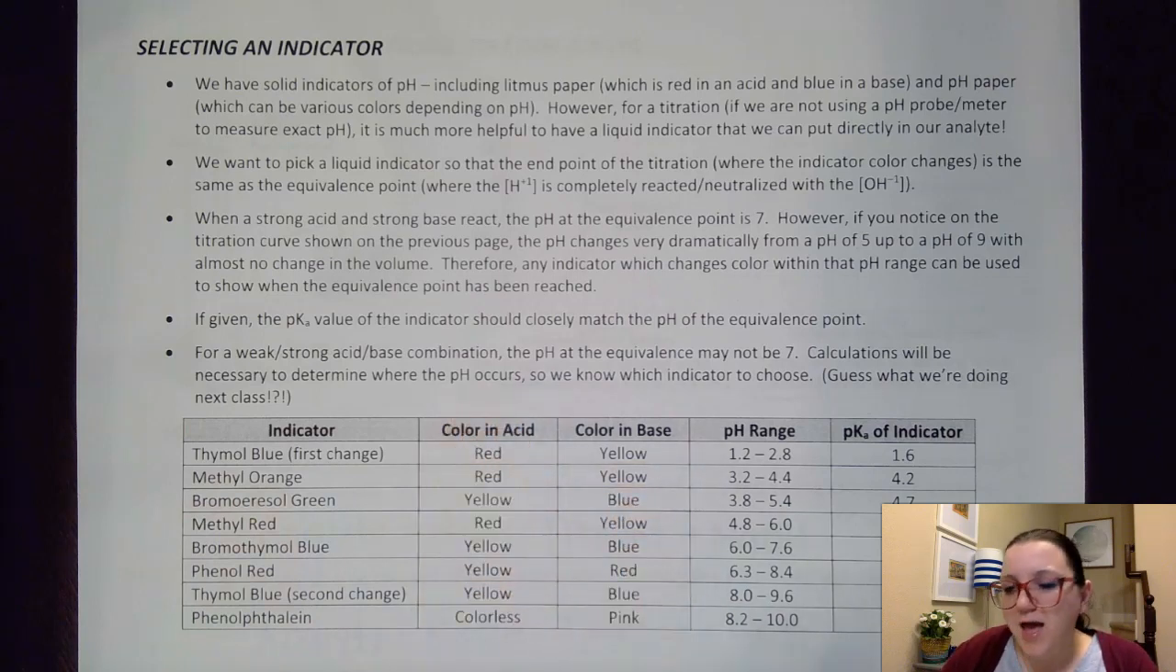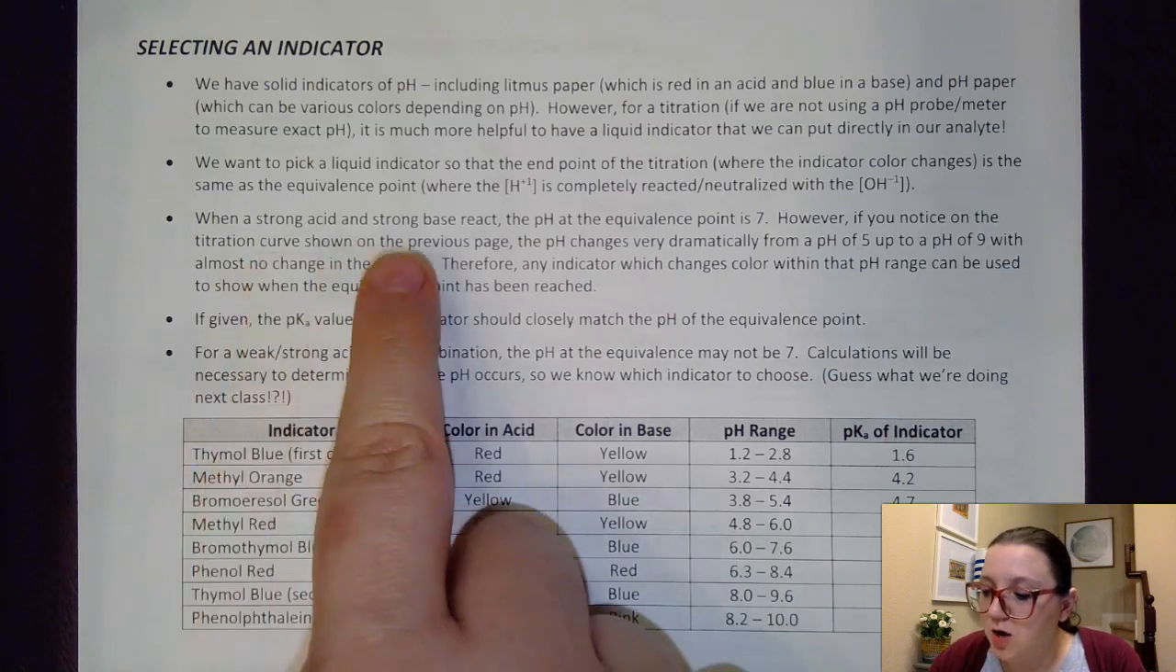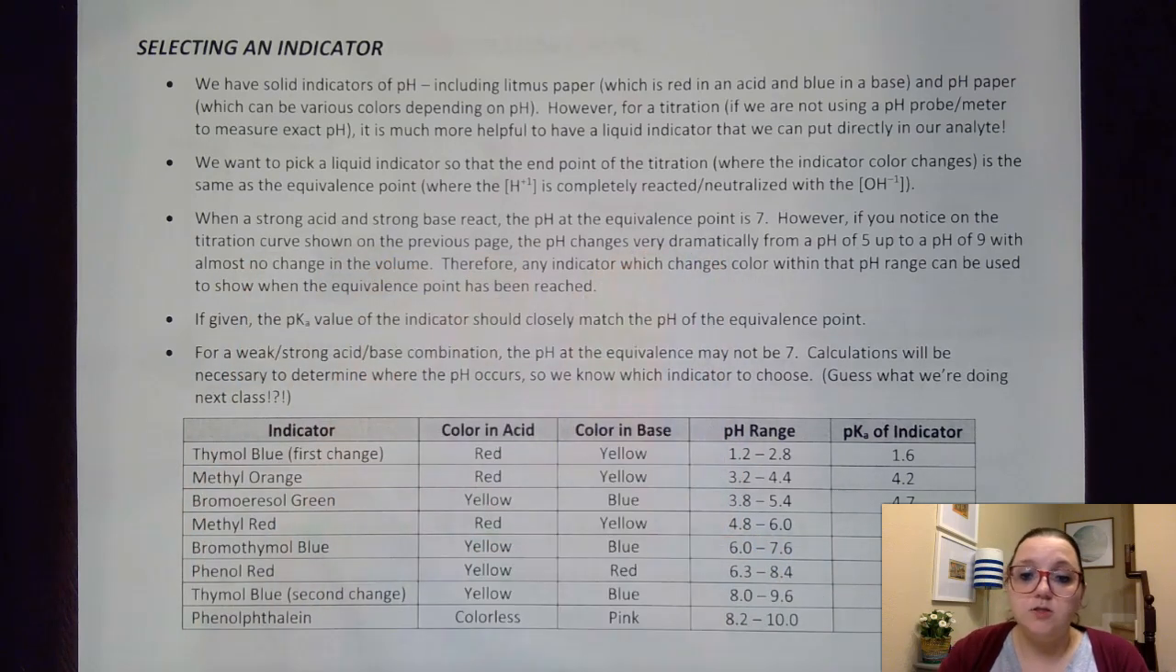Now, the reason why we have so many various ranges is because not every solution reaches its equivalence point at 7. If I have a strong acid and a strong base, the equivalence point is 7. And so being 7, I have a couple different options that I could use on here in order to figure out what the best indicator would be. However, if we have a weak and a strong together, maybe a weak acid with a strong base, that equivalence point is not necessarily occurring at 7. And so that's where some of these other indicators might be better to use.